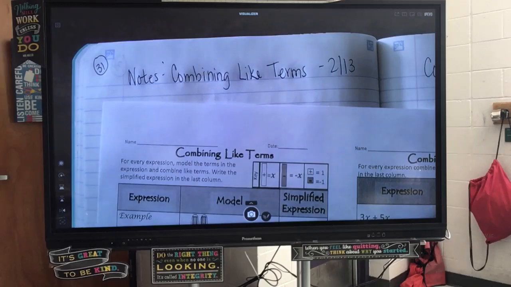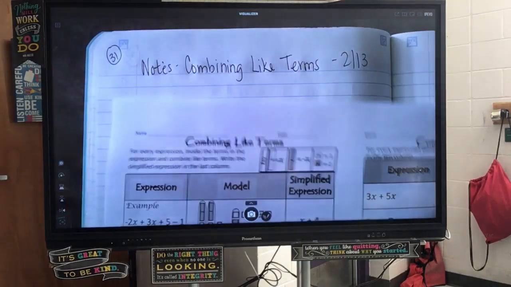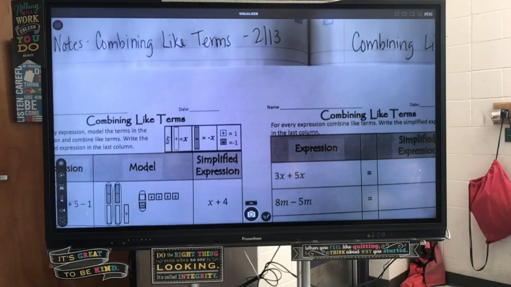We are moving into the next topic that we're going to be covering in our Unit 6, expressions and equations.